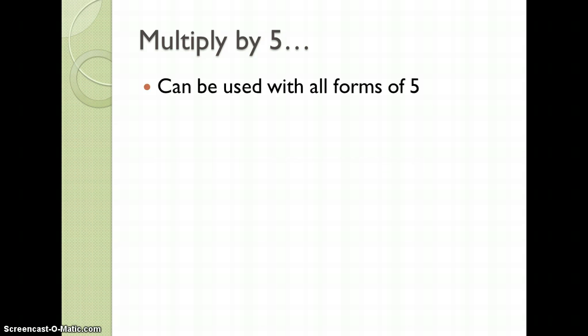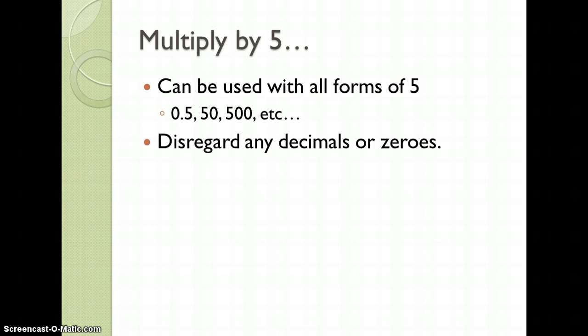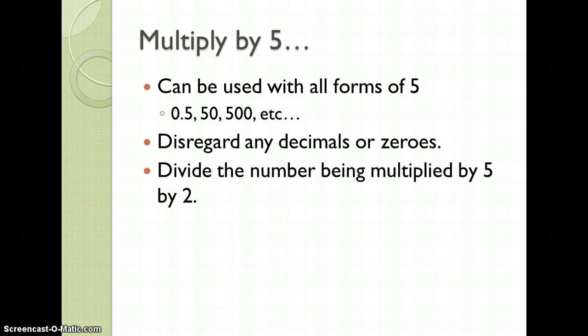Multiplying by 5 can be used with all forms of 5, 0.5, 50, 500, etc. Disregard any decimals or zeros. Divide the number being multiplied by 2, which seems strange. Apply the test of reasonableness.